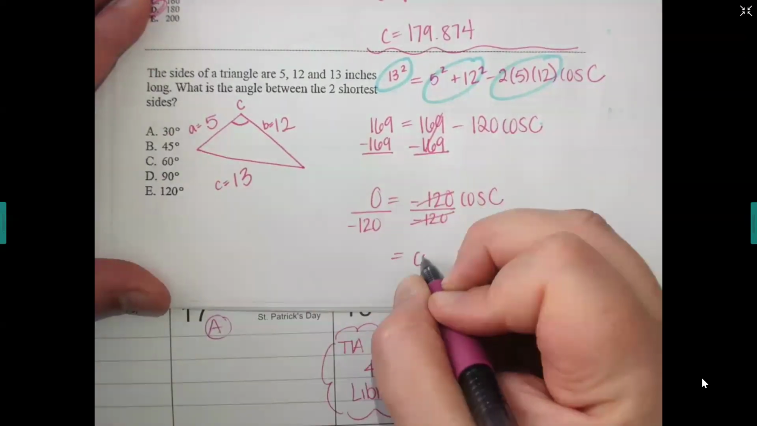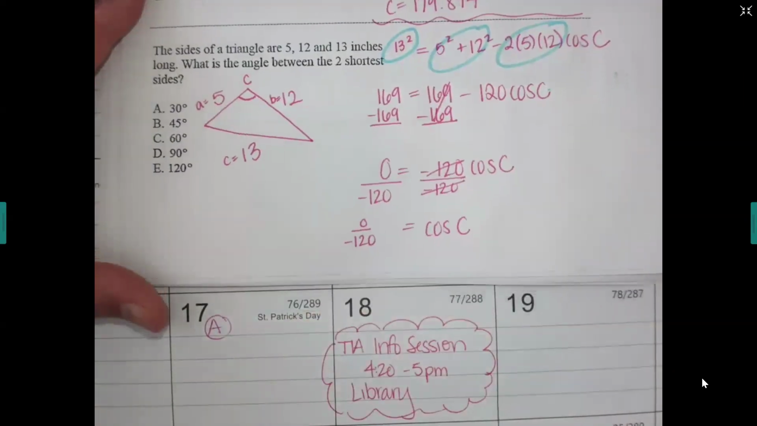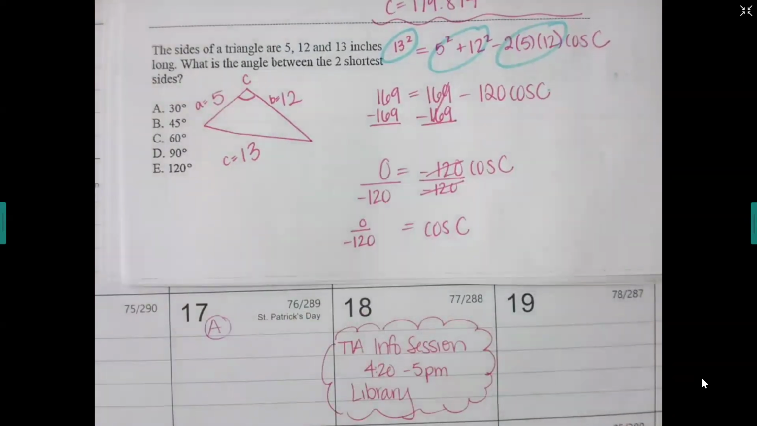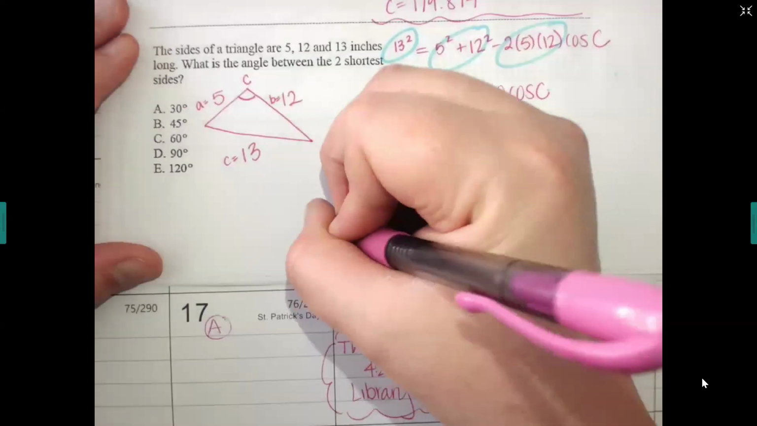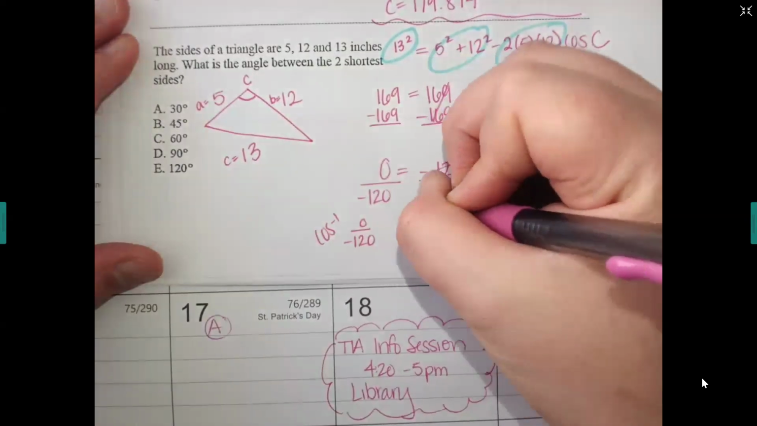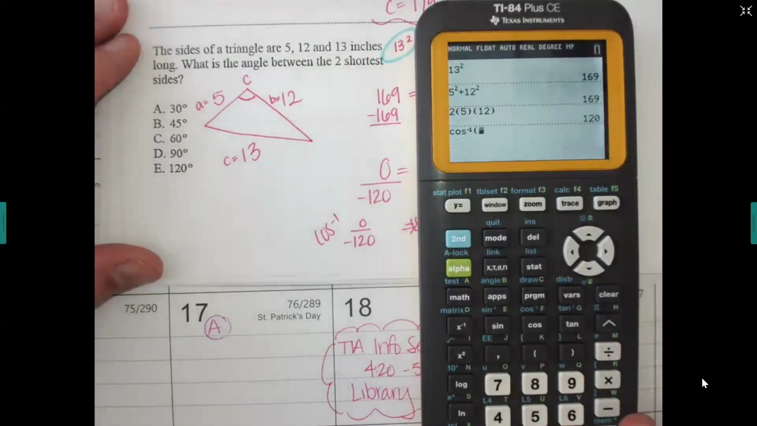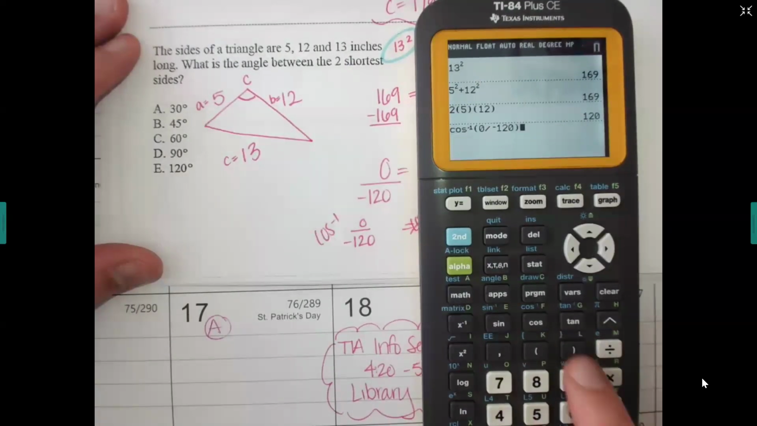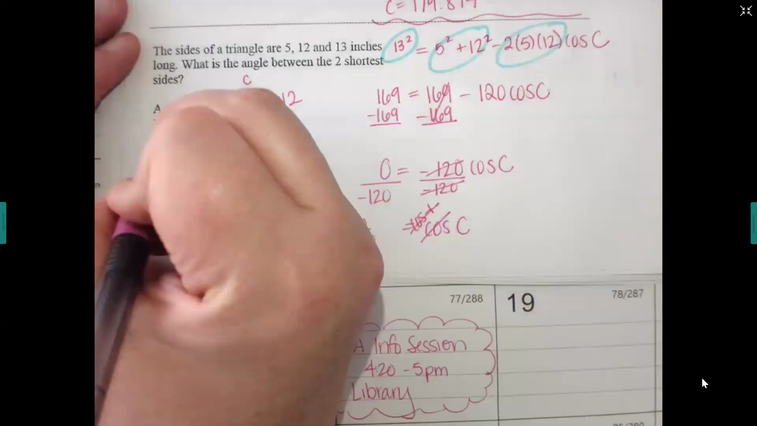So I have the cosine of C is 0 over negative 120. Okay, then how do I get rid of the cos in the front so that I can know how big angle C is? Do you remember? Inverse or second cosine on the calculator. Okay, so go ahead and do that. So it'll be cos minus 1 on both sides. And then I want 0 over negative 120. Okay, and it comes out to how many degrees? 90. Okay.